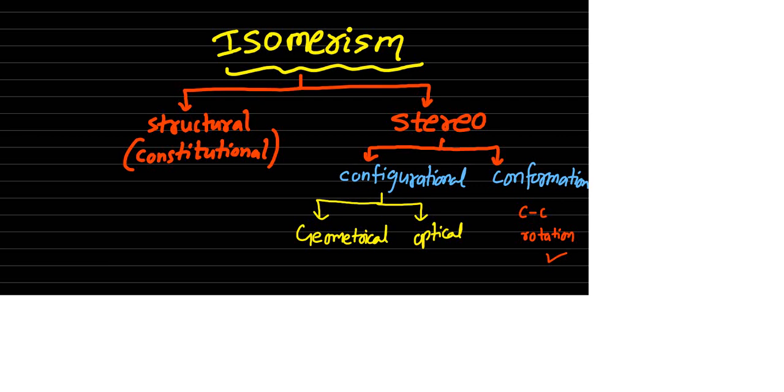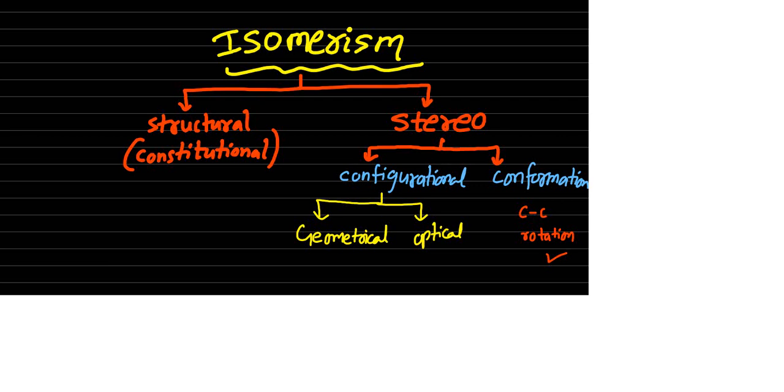Isomerism. This isomerism classification is mainly structural isomerism, or constitutional isomerism, and stereoisomerism. In stereoisomerism, again two types: configurational and conformational. Configurational again has two types: geometrical and optical. In the last classes we discussed first structural, then geometrical, then optical.